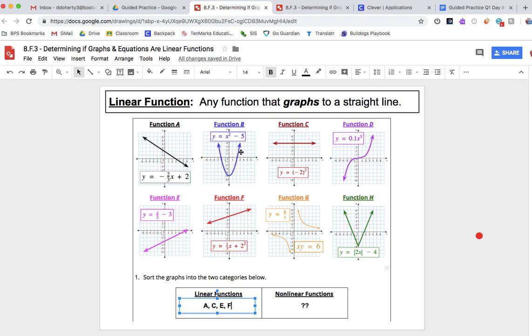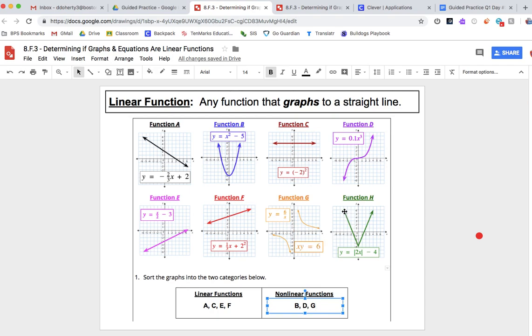We see that B is a curvy line from the equation y equals x squared minus 5, and we see that D is also a curvy line from the equation y equals 1/10 times x cubed. Both of those, B and D, as some of you saw yesterday, need to be placed as nonlinear functions. We also see function G where the graph is broken in half and both halves are curving. That's nonlinear. That came from the equation y equals 6 divided by x, which we could write in a different way. We could also just say x times y equals 6, two ways to say the same equation.